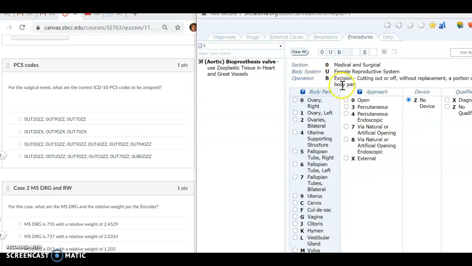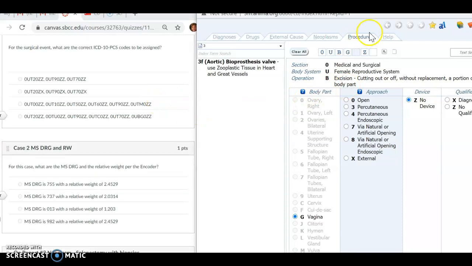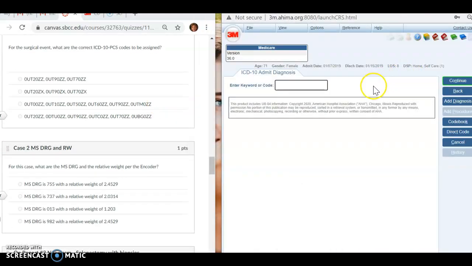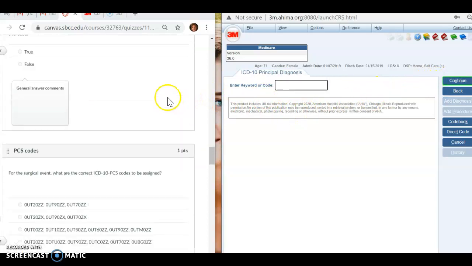And then our last procedure, 0UB, is excision. And that's going to be with the G, vagina, because it only took part of it out. That's why we're using excision. Remember, resection, they're taking completely out, where excision is only part. Okay, so we have looking up those codes. So let's go ahead and put it in the encoder quick.